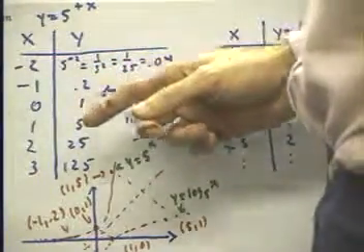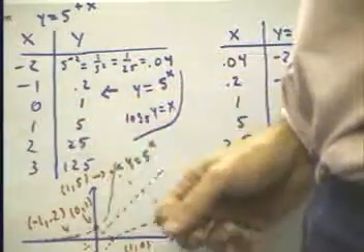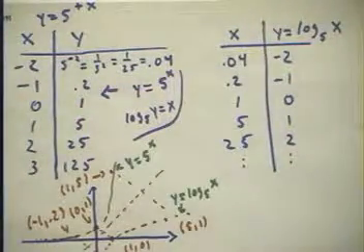5 to the 0 is 1. 5 to the 1 is 5. 5 squared is 25. 5 cubed is 125.